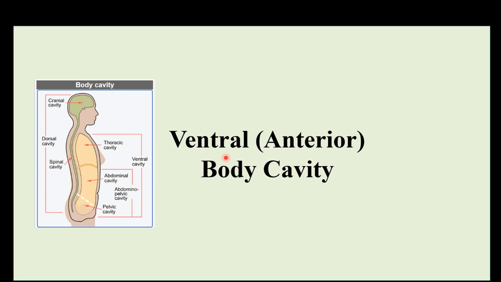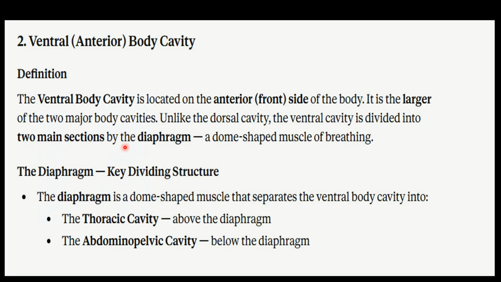Alright, as we have so many topics to discuss here, let's go through this session quickly. So we have the ventral cavity. Let's see the definition. The ventral body cavity is located on the anterior, front side of the body, and it is the larger of the two body cavities. Unlike the dorsal cavity, the ventral cavity is divided into two main sections by the diaphragm, a dome-shaped muscle of breathing.